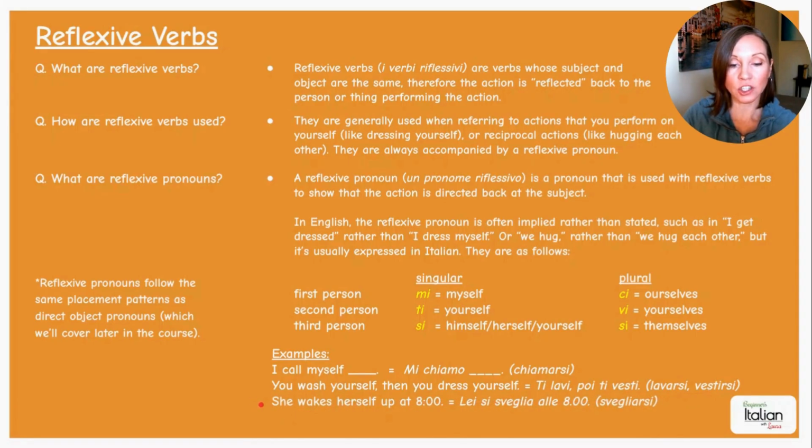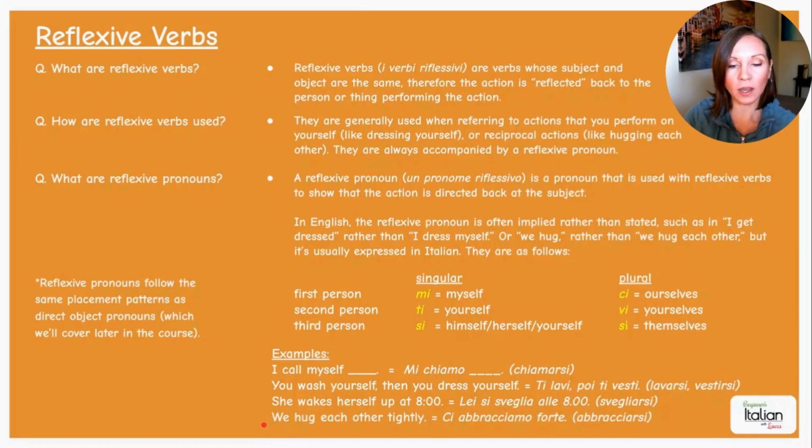Then we have she wakes herself up at 8 o'clock, or in Italian, lei si sveglia alle 8. In this case, we're using the reflexive verb svegliarsi. Again, you can tell it's a reflexive verb because it ends in si. Here we put the si, because it's third person singular, saying she, before the conjugated verb. So lei si sveglia alle 8.